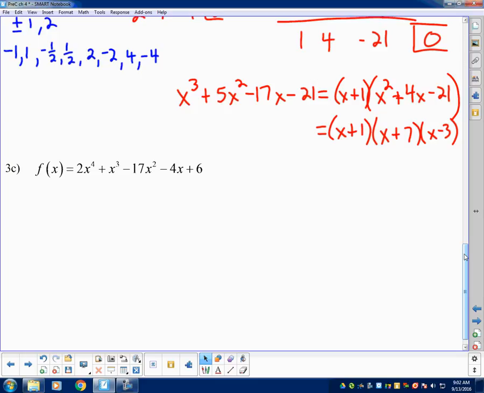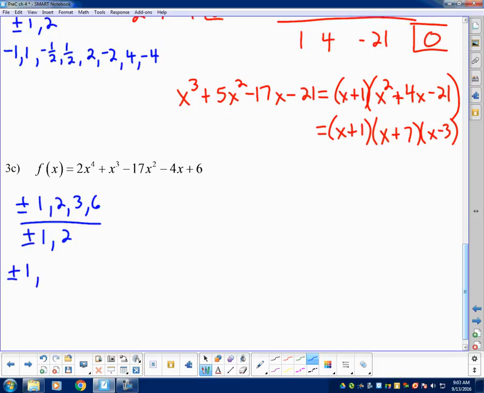So here we go. Using our rational root theorem, we have plus or minus 1, 2, 3, 6 over plus or minus 1, 2, right? R over S. So let's go ahead and list all of our possibilities. So we could have plus or minus 1, plus or minus 1/2. Do you see where I'm getting these? I'm putting the 1 over the 1, the 1 over the 2. Then I go to the 2. 2 over the 1 would give me plus or minus 2. 2 over 2 just repeats the plus or minus 1.